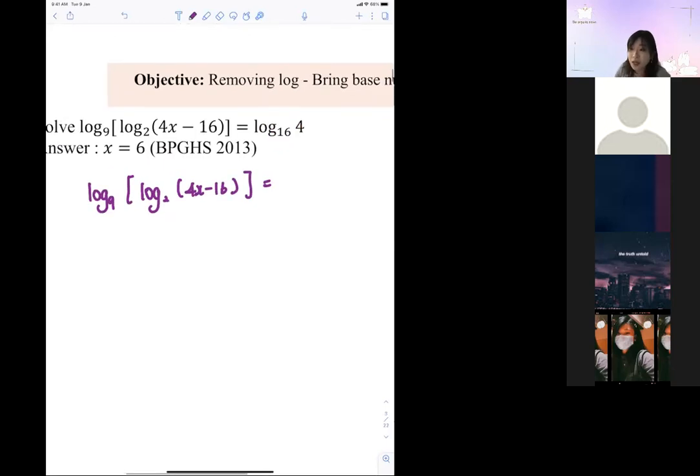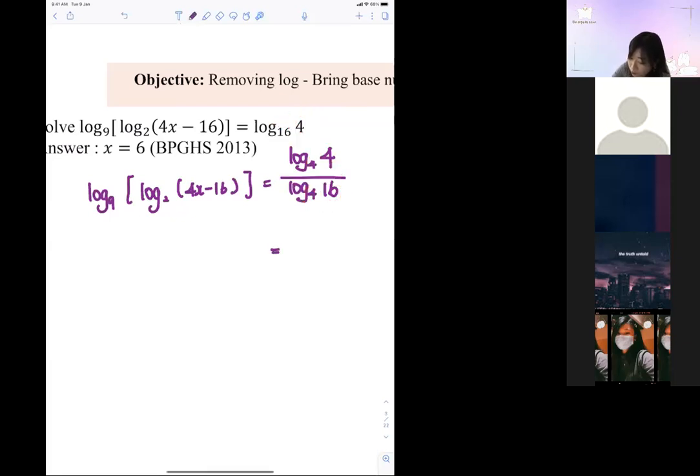So we change base. To change base, you put log new base over log new base. 4 is the new base that you want because both of them are powers of 4. This big 4 put on top, the base put below. I say again, it's log new base over log new base. Top number put on top, bottom number put below.